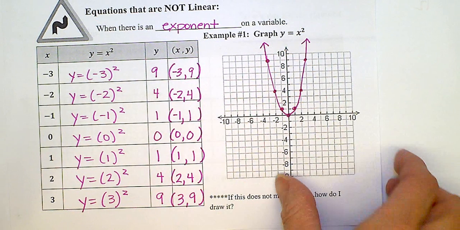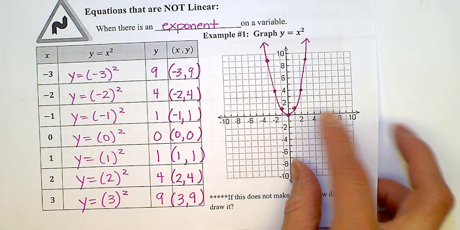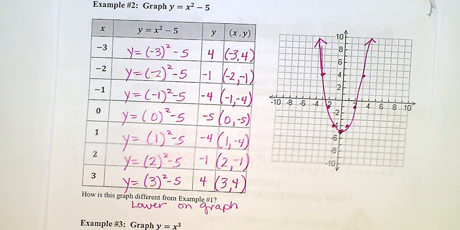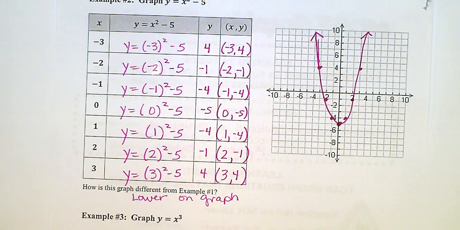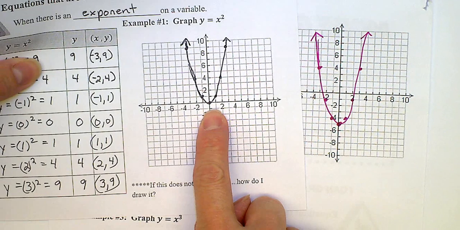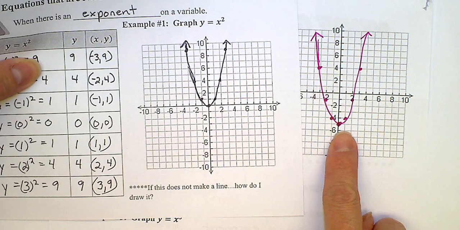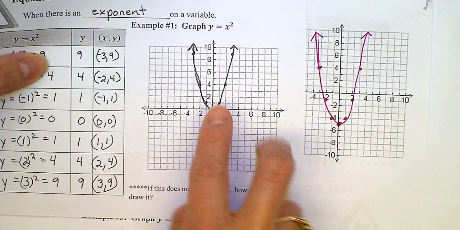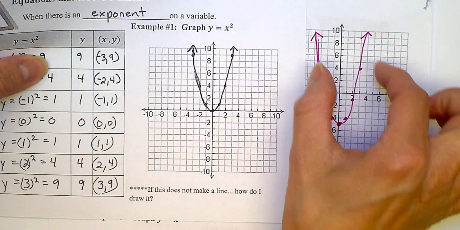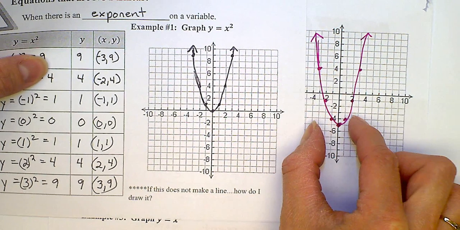So taking a look at this, it's now down at 5. Oh, actually here I have another copy. So this was example 1, and here's example 2. So we just took the same shape and we just moved it down 5. So that's how it's different than number 1.